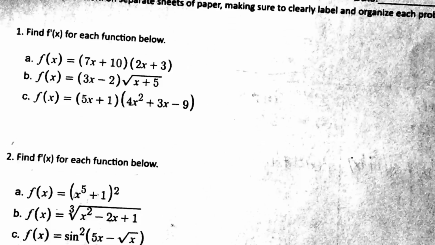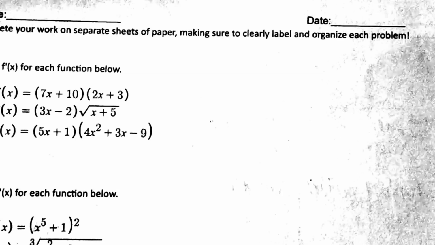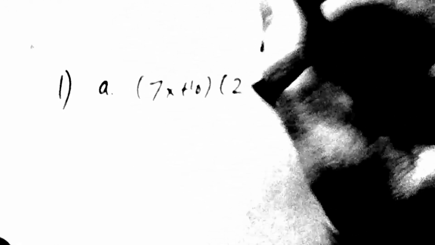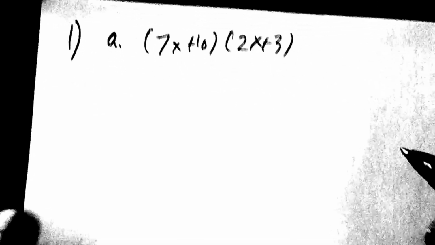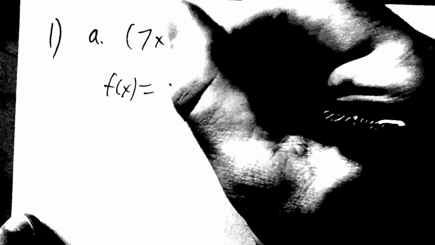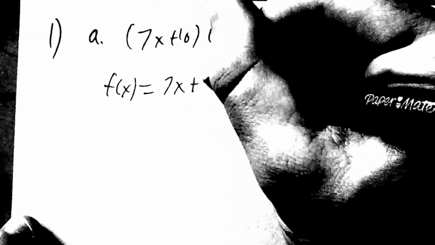I'm going to do these on a separate sheet. So these first three are all product rule. All product rules. So we have 1A, 7x plus 10 times 2x plus 3. So actually, this one would be very easy to solve by distributing. But I'm going to go ahead and solve it with product rule as we have been doing in class, just for consistency.